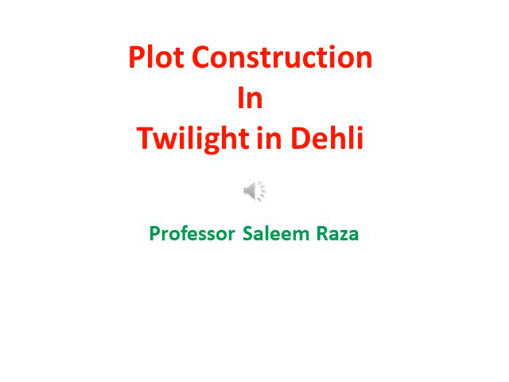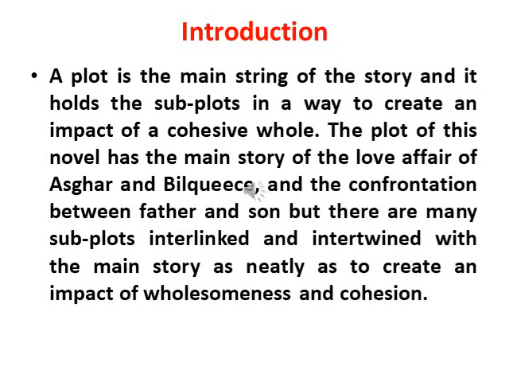In this session, we are going to discuss the plot construction in your novel Twilight in Delhi. Dear students, a plot is the main string of the story, and it holds the subplots in a way to create an impact of a cohesive whole. The plot of this novel has the main story of the love affair of Asghar and Bilqis and the confrontation between his father and son.